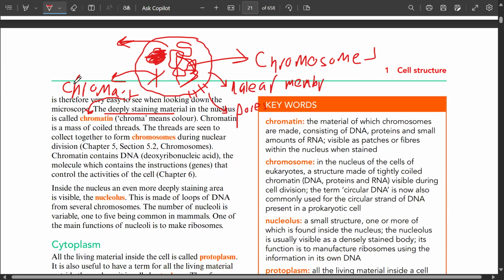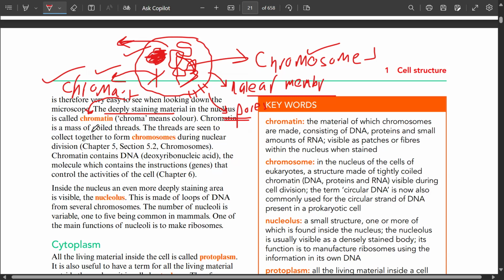So what's the labeling? Chromatin, chromosomes, nucleus, nucleoplasm, nuclear membrane, nuclear pores. So everything has nuclear. Why? Because all of these are the structures of an organelle. Got it?